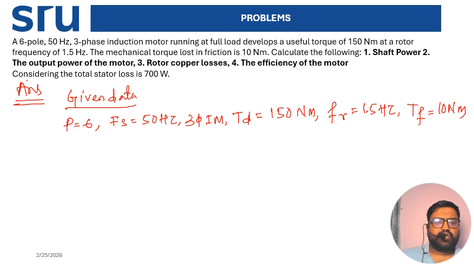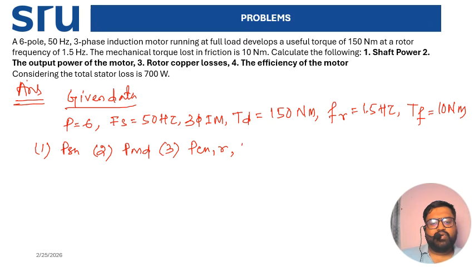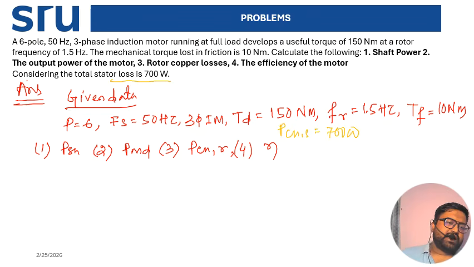And calculate the following. First, the shaft power, in bracket I am writing P shaft. Second, the output power of the motor, that is nothing but the mechanical developed power. Third is the rotor copper loss. And fourth is the efficiency. But keep one point in mind: in the question another point is given, that is the stator loss. Stator loss means P copper is 700 watt.